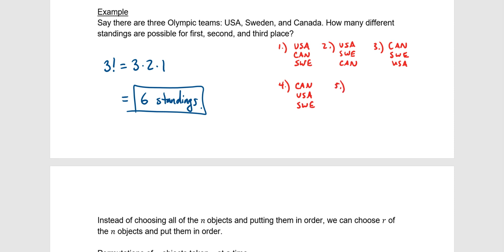And then for the 5th option, we have Sweden, Canada, USA. And then the last option here is going to be Sweden, USA, and then Canada. Okay, so those are all of the possible permutations for these 3 Olympic teams coming in first, second, and third, assuming those are the only ones we're looking at.